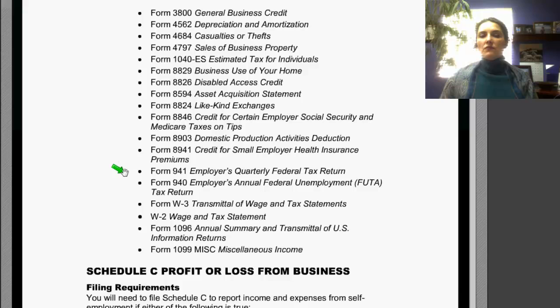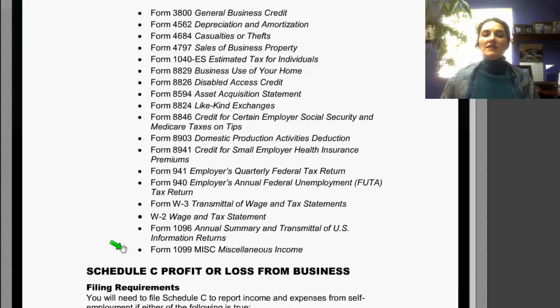Form 941, Employer's Quarterly Federal Tax Return. Form 940, Employer's Annual Federal Unemployment or FUTA Tax Return. Form W-3, Transmittal of Wage and Tax Statements. Form W-2, Wage and Tax Statement. Form 1096, Annual Summary and Transmittal of U.S. Information Returns. And Form 1099, Miscellaneous Income.